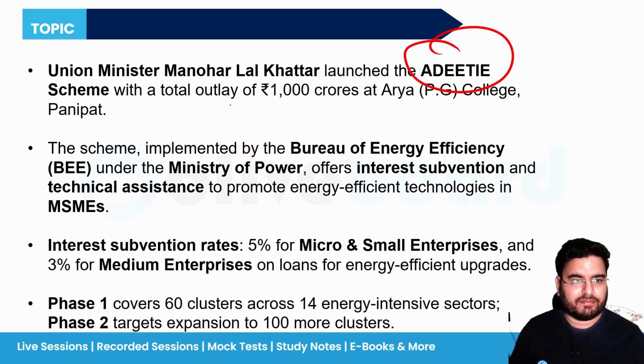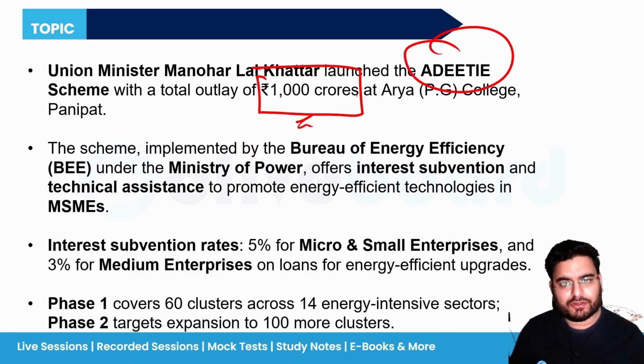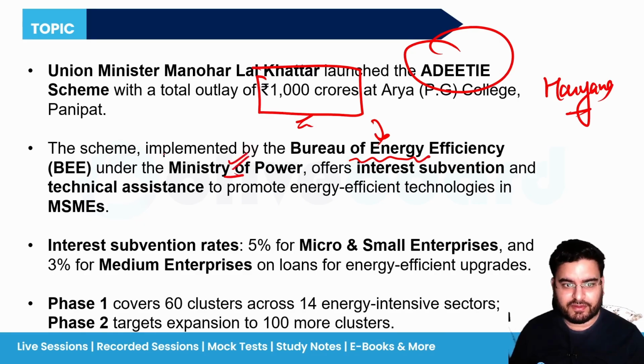So Aditi scheme, and the outlay of the scheme is 1000 crore rupees and it was launched where? In Haryana. And who is going to implement this scheme? Bureau of Energy Efficiency, which comes under Ministry of Power. Okay. So this scheme basically offers interest subvention. Basically, they will offer some discount for promoting energy efficiency in the MSME sector.